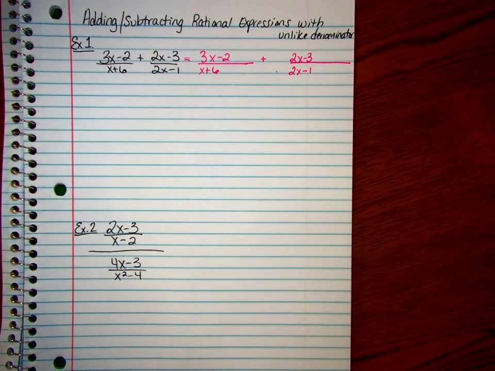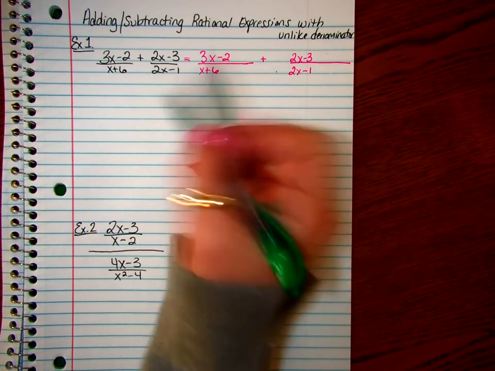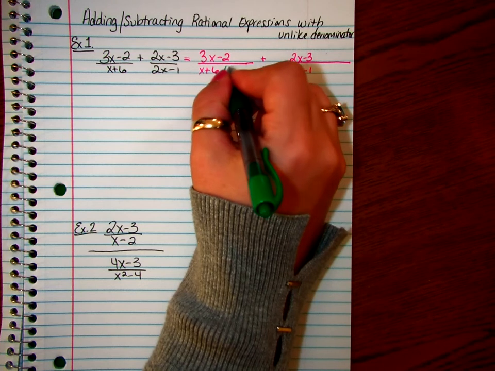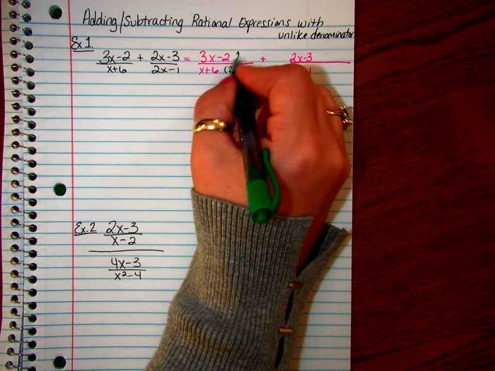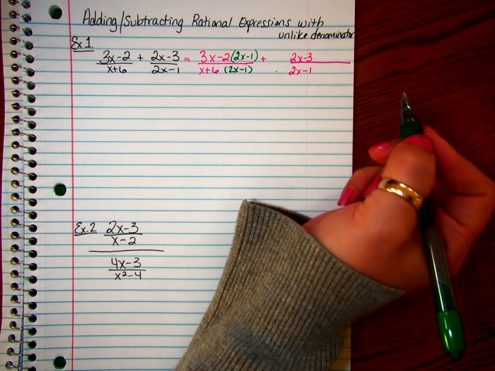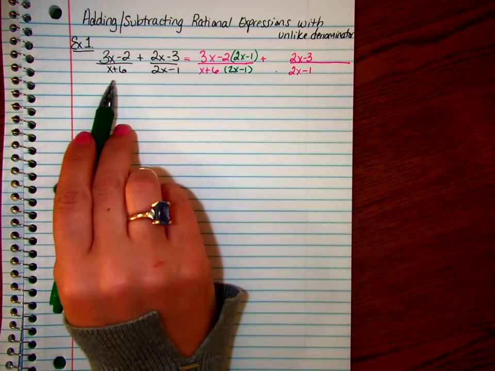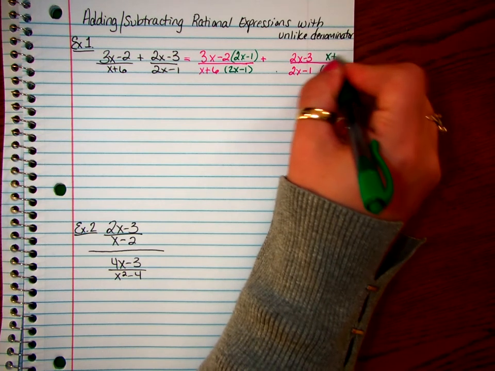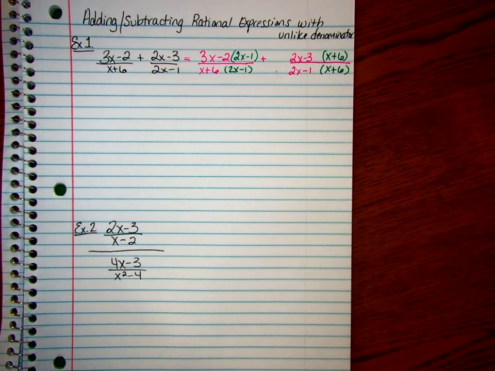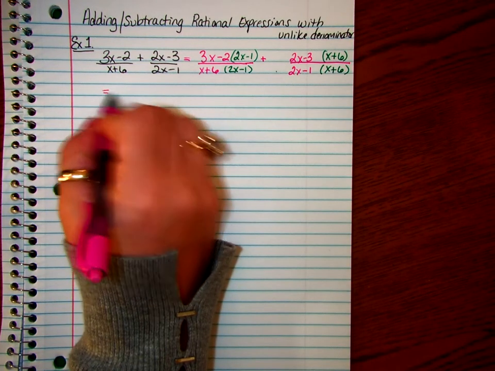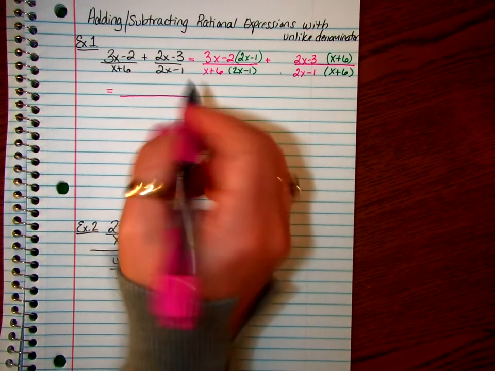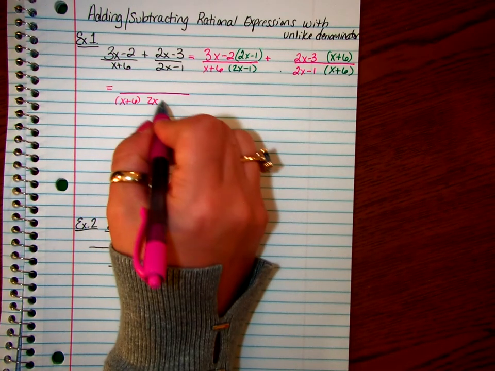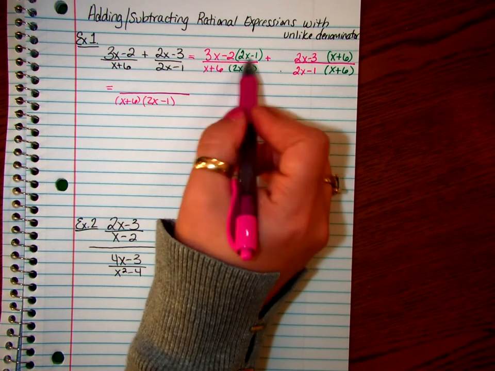So in order to get a common denominator, they need to match. So this x plus 6 has to get a 2x minus 1. So I'm going to multiply the numerator and the denominator by what I need in that denominator. And on this side, it needs this x plus 6, so I'm going to multiply both numerator and denominator over here by x plus 6. Now my denominators match. So I know that with my answer, I'm going to have x plus 6 and 2x minus 1.